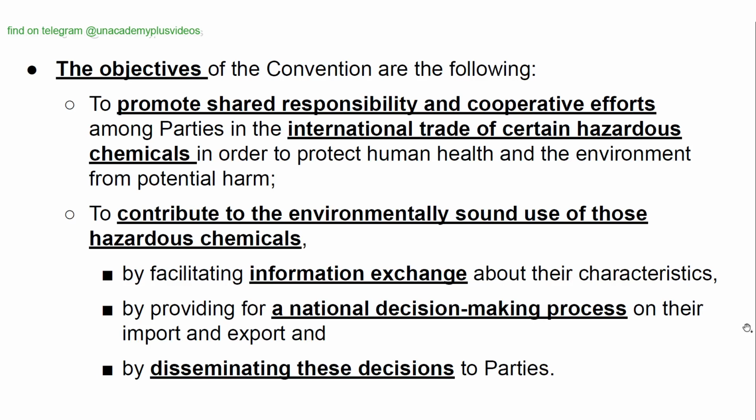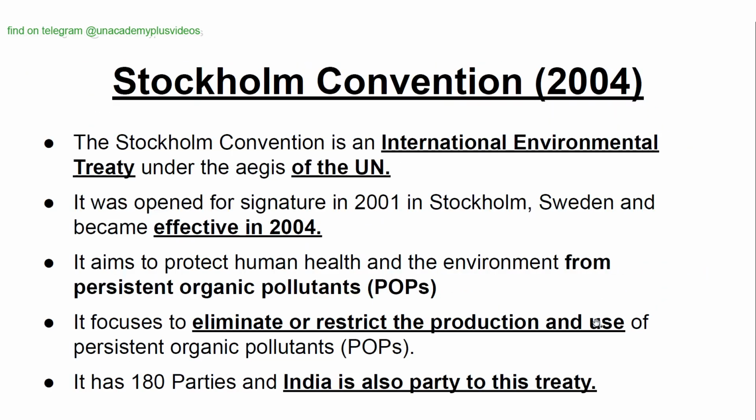The objectives of the convention are the following: to promote shared responsibility and cooperative efforts among parties in the international trade of certain hazardous chemicals in order to protect human health and the environment from potential harm, to contribute to the environmentally sound use of those hazardous chemicals by facilitating information exchange about their characteristics, by providing for a national decision making process on their import and export, and by disseminating these decisions to parties.